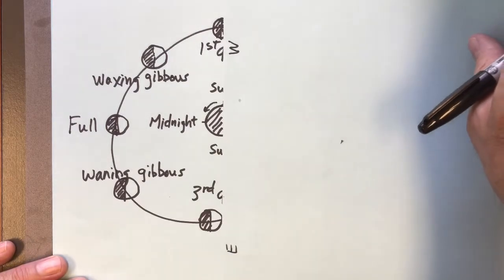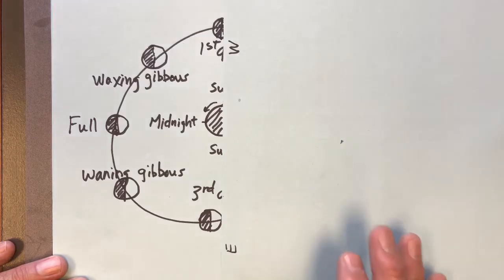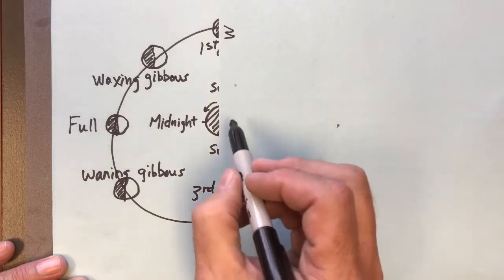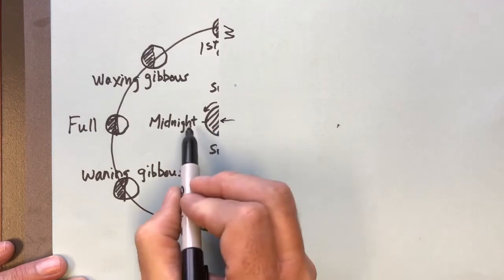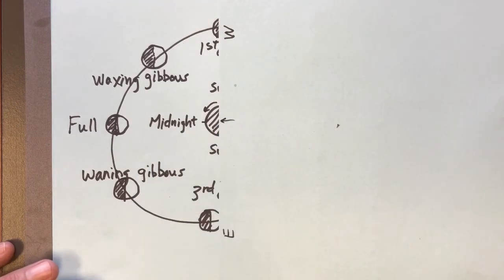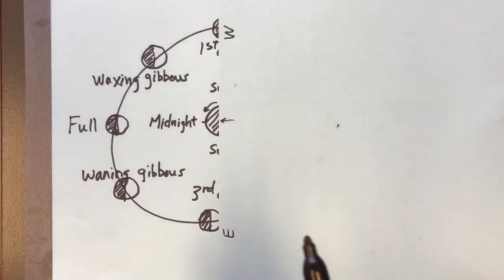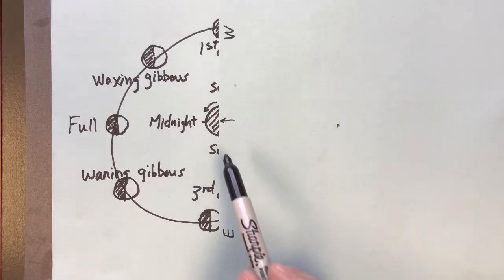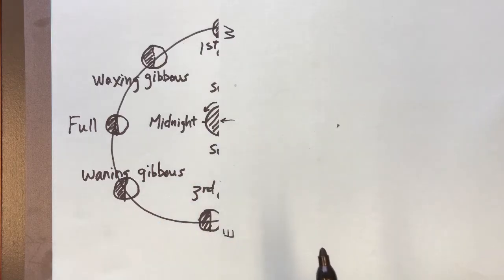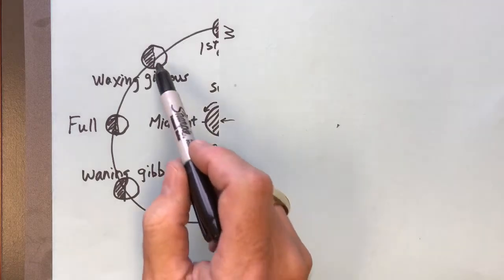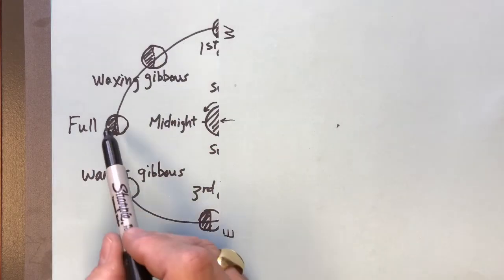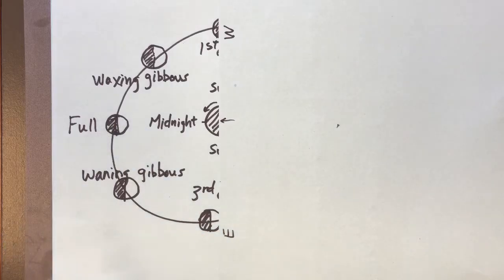Now, you could go to this position right here, and what time of day is it in this position? Well, it's that time of day right there, which is midnight. So a good question might be, suppose that the moon is in the waxing gibbous phase, and it's midnight. Is the moon above the horizon? And the answer is yes, it's right there. And it would also be true if it were a waning gibbous phase or a full phase.